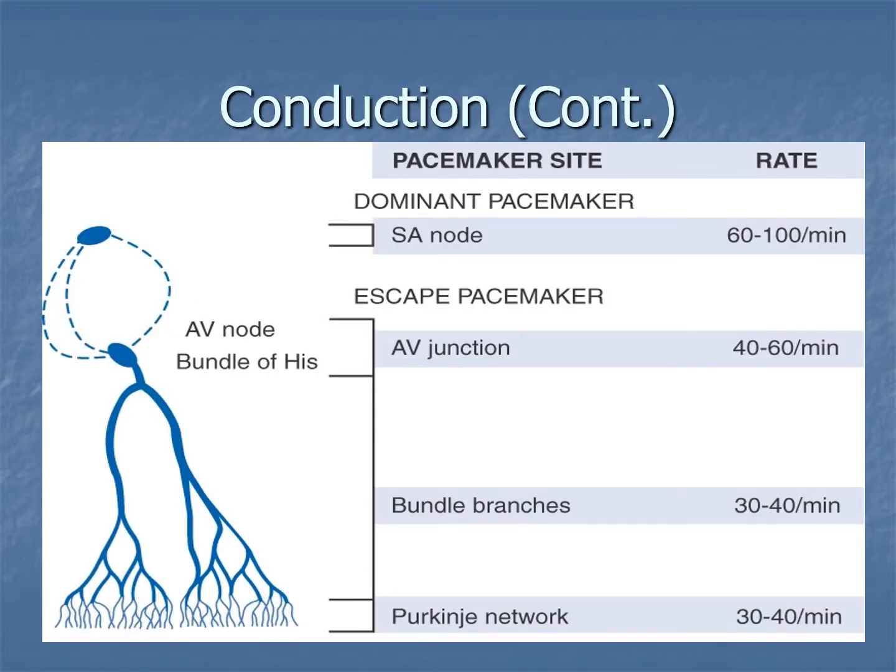This slide just actually complements the preceding one, and it gives you a better idea of when a pacemaker takes over, the dominant pacemaker being the SA. But when an escape pacemaker takes over, such as the AV at 40 to 60, or further down, the bundle branches at 30 to 40, and the Purkinje network also at 30 to 40. So again, when an escape pacemaker is forced to take over because of damage to the conducting pathway or damage to the actual node itself, then it can in and of itself account for bradycardia.